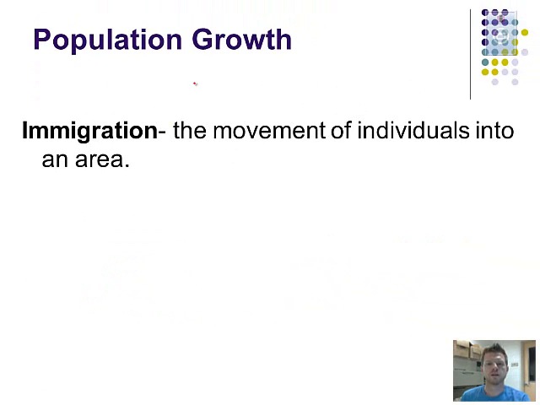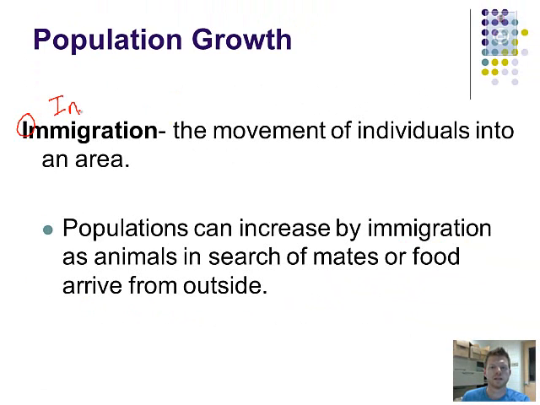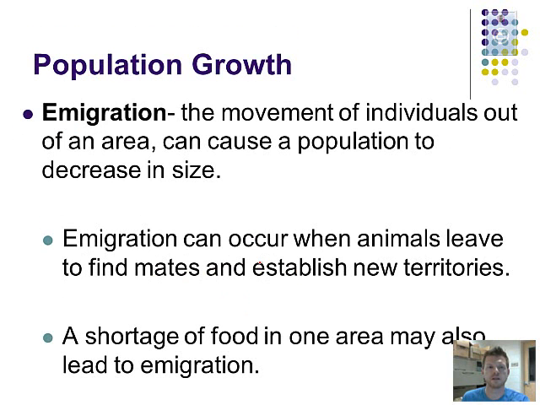Immigration is moving into an area. Since it starts with an I, I think immigration is in, and this is an increase by animals in search of mates or food. They're coming from an outside population. So this is also important, increasing the amount of genetic diversity within a population gene pool. Immigration, again, is moving in.